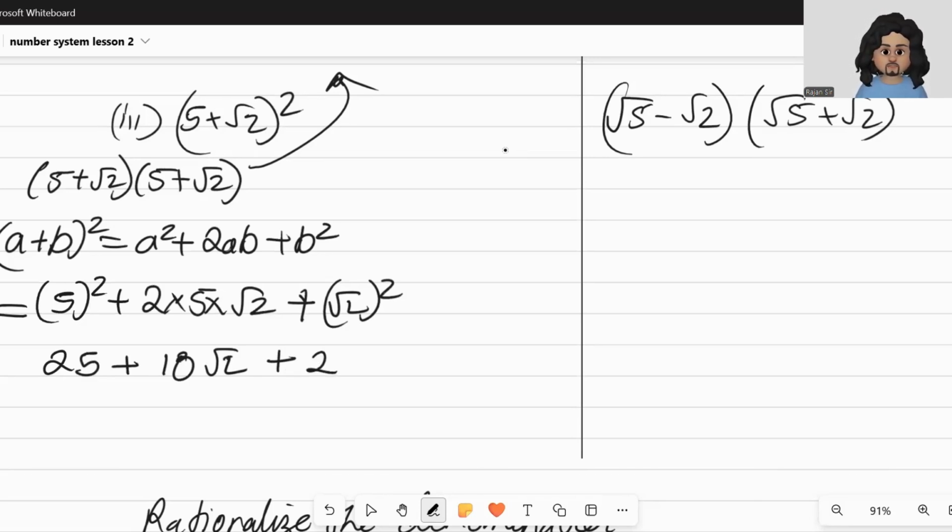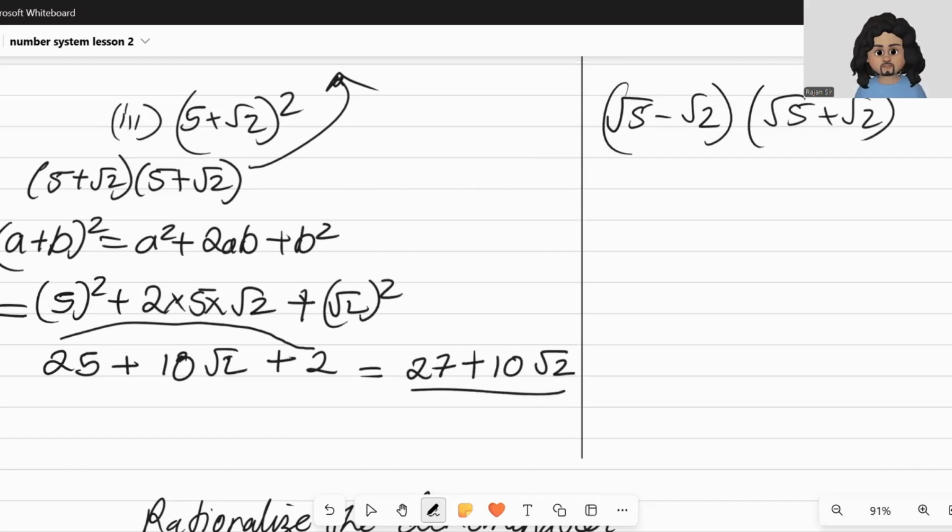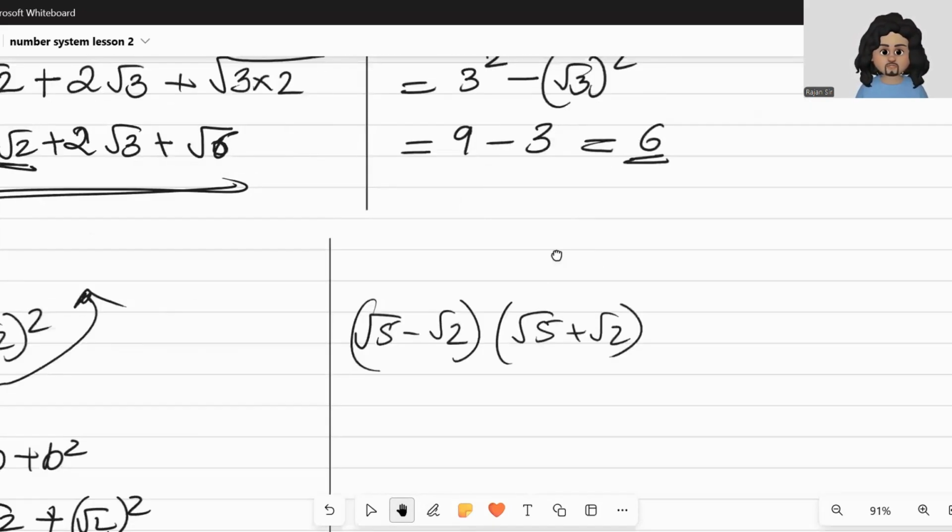So you can add the rational numbers. We have 27 plus this and this, obviously. 27 plus 10 root 2. Okay, you cannot take anything common over here, so you can actually leave it like this. And this is an irrational number, as you can see. Using the same idea like the upper one, you can apply the idea over here.